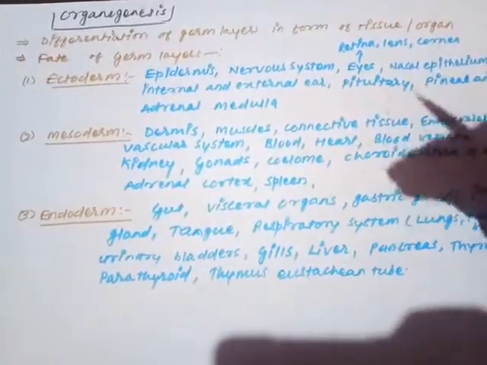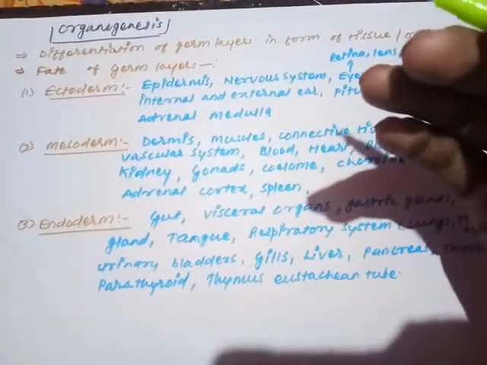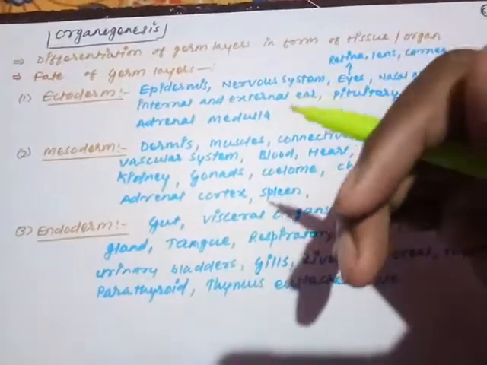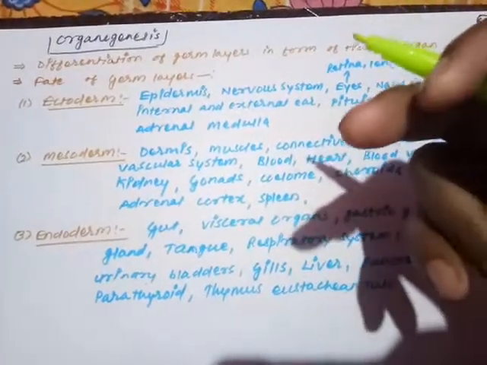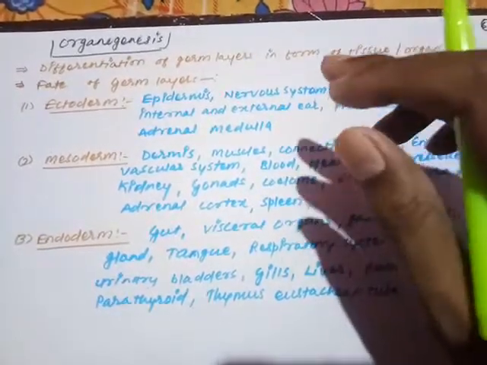And sometimes they provide positive feedback and sometimes some organs provide negative feedback. Positive feedback means what? If one organ is developing, that organ is going to stimulate the development of another organ. Sometimes some organs develop and they suppress the development of another organ, that is called negative feedback. So this is what we have to understand and learn.